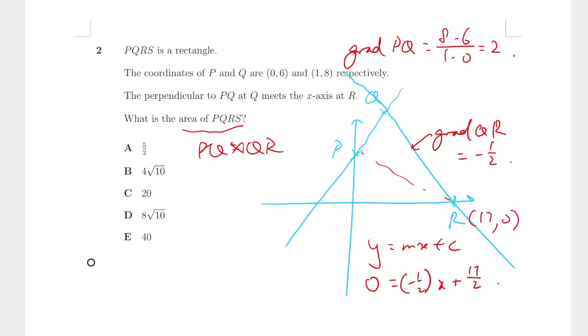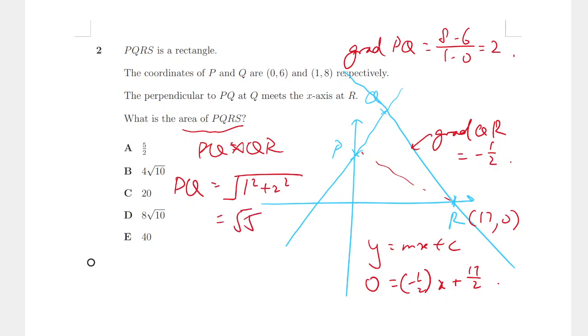Okay, so now Pythagoras time. You just find PQ and you find QR, and then basically you're done. So how do I find the length of PQ? Change in x squared plus change in y squared, and then square root it. So PQ equals the square root of 1 squared plus 2 squared. The change in y is 2, the change in x is 1, so this is root 5.